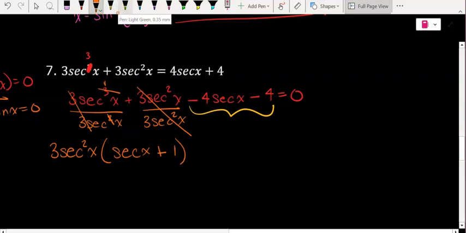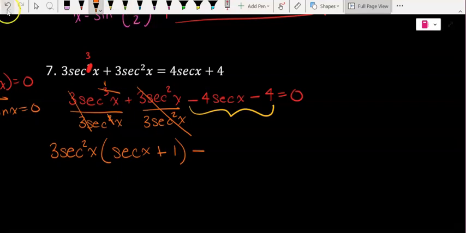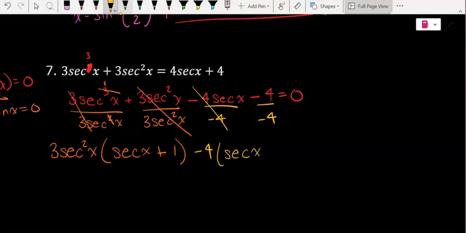Now I'm going to come over here to this side. If I look at both of these, they share a -4. So I'm going to write -4 here. And I'm just going to divide this by -4, and I'm going to divide this by -4. Once I do that, that's going to reduce down. The -4 is going to go away, and I'm going to be left with secant x. And then I have -4 divided by -4, and that gets me +1. And then this is set equal to 0.